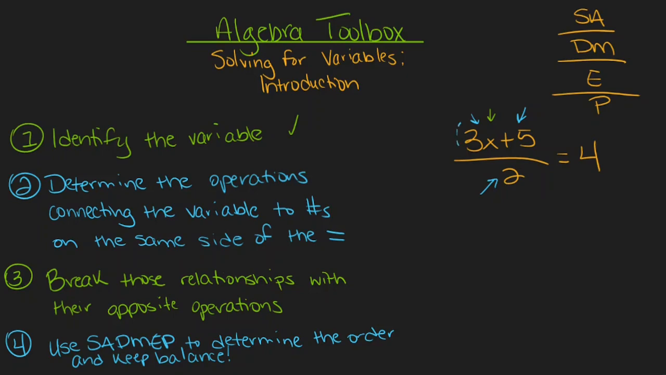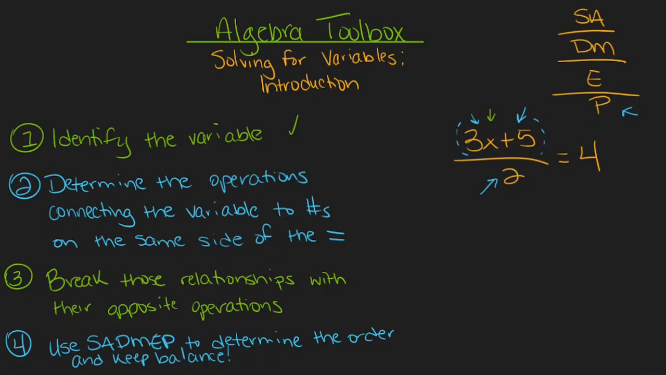So here I need to add those secret parentheses so that I know that really the 3x plus 5 is trapped inside parentheses, which means it will be the last section that I worry about when it comes to breaking those relationships, because in SADMEP, we handle parentheses last.